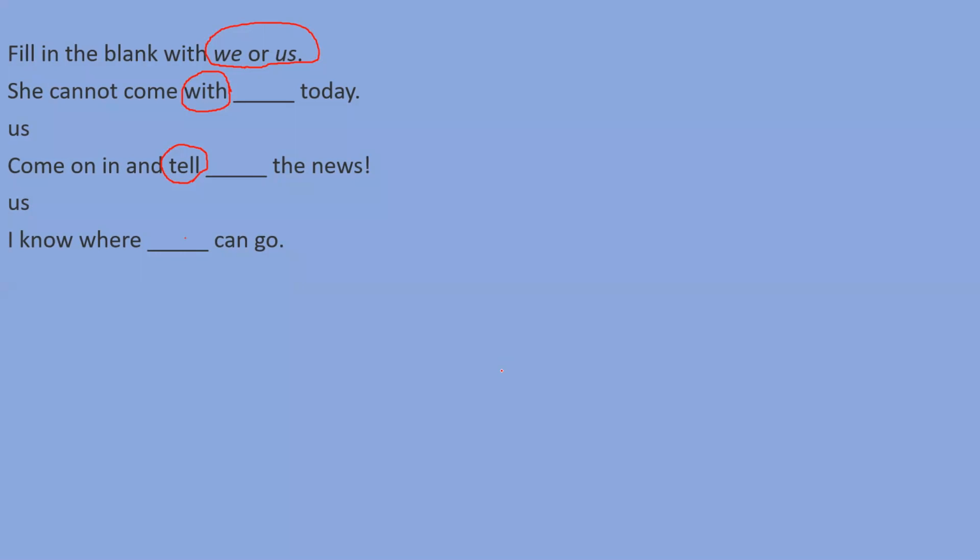Sir, we can go. Yes, we can go, because can go is a verb here. So that's why we need to write the subjective case pronoun. That's why we will come here. Good, very good, right answer.